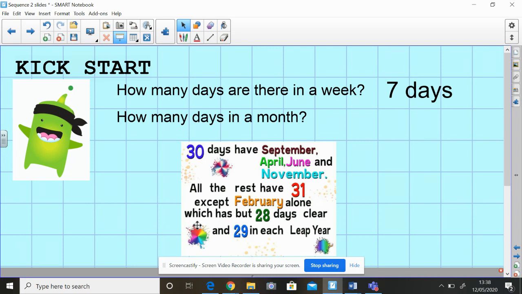So if you try and remember this, that will help you always remember how many days are in each month. And I still use this today. So 7 days in a week, 30 days in September, April, June, November, 31 days in all the others, and 28 or 29 in February. So learn that and trust me, it will help.